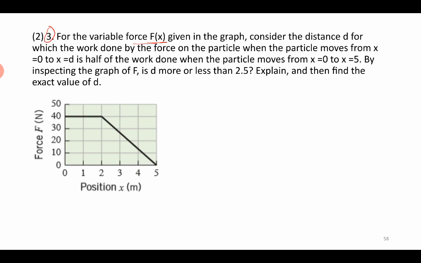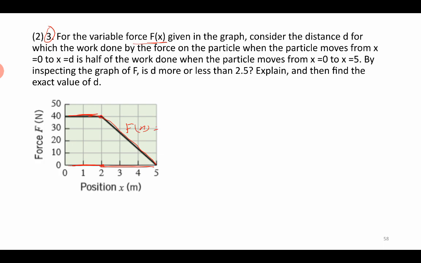So in the graph, it is shown as variable force, isn't it? This is variable force. But see, for the first 2 units, the force is constant, 40 units. From 2 to 5, when x moves from 2 to 5, the force is variable. So we need to find only this part of the force later on.